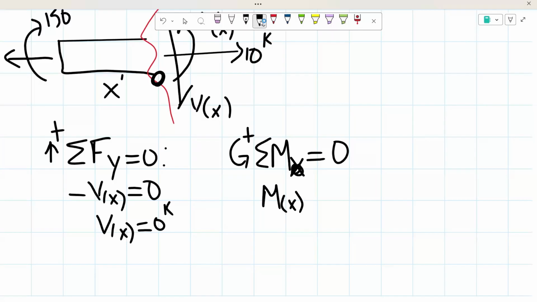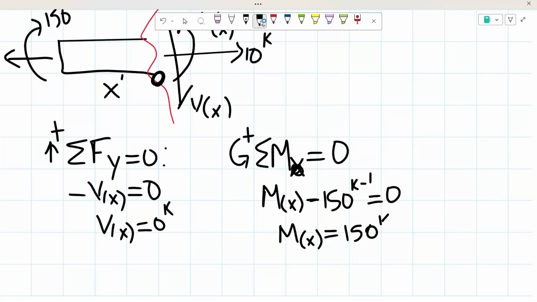So we have that our moment at x, remember it's going counterclockwise. We know this by our sign convention. So that's a positive moment. And then we have a negative moment of 150 kip feet since that is acting clockwise, and we know that has to equal 0. So that means that our moment at x is equal to positive 150 kip feet. And like that, we were able to determine the value of our moment and our shear.